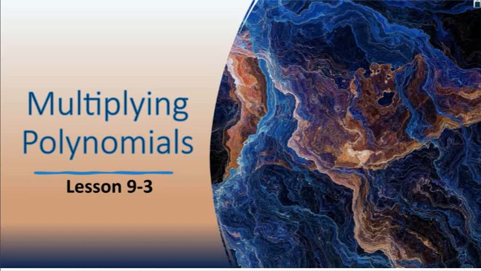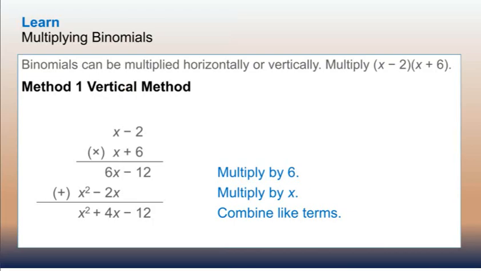Lesson 9-3, multiplying polynomials. Binomials can be multiplied horizontally or vertically. When you multiply x minus 2 times x plus 6, there are a couple methods you can use.